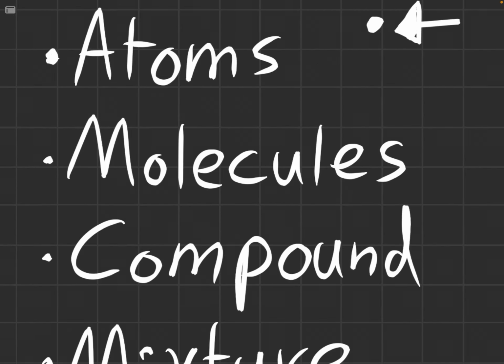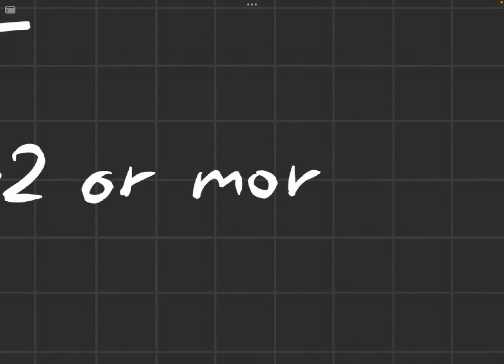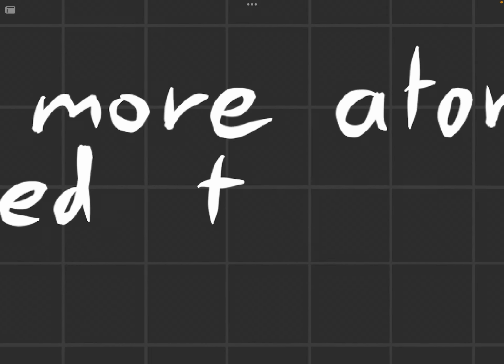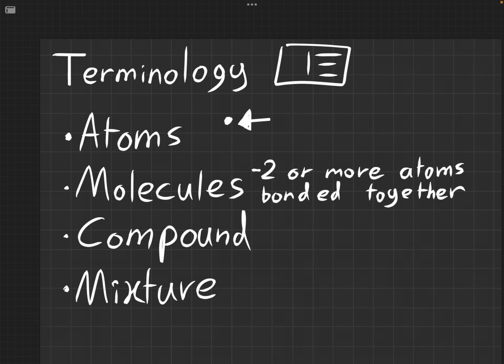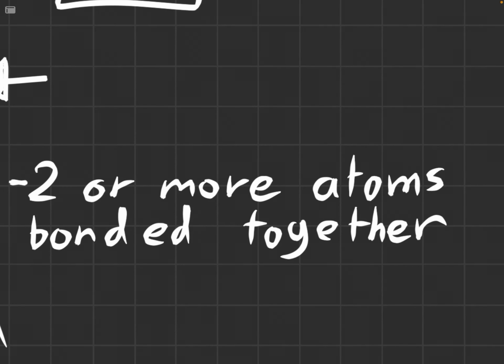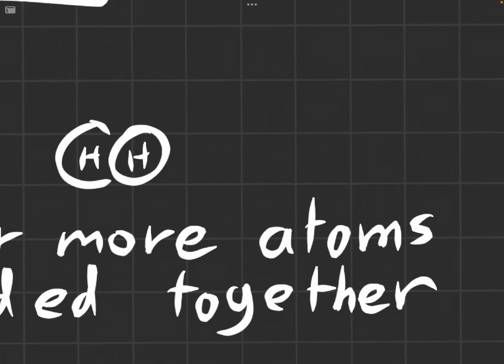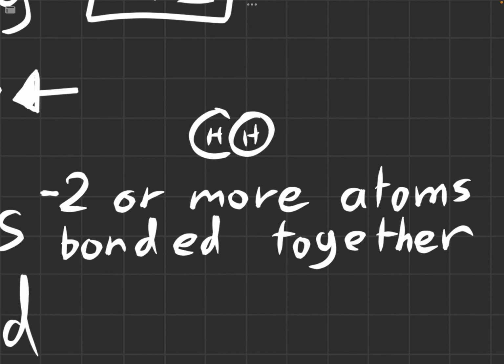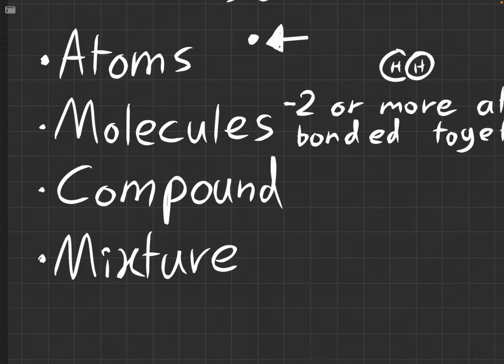periodic table. Molecules, however, are two or more atoms bonded together. And these can be two of any atoms. It can even be two of the same atoms. So if you have a hydrogen atom bound to another hydrogen atom to make hydrogen gas, that right there is a molecule. A compound, however, is different.